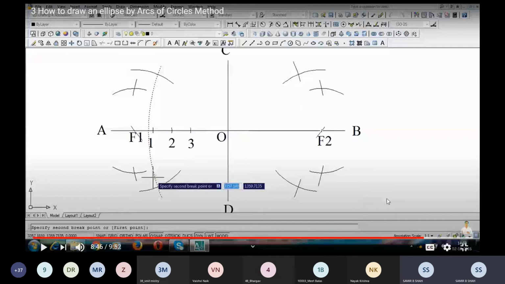Now, at the end of this, join all the points. You have to draw the ellipse, so it should be a smooth curve. If possible, draw with the French curve, or you may draw freehand, but it must pass through A, C, B, and D. It must be a smooth curve. Do not repeat the lines which you drew initially. You are finishing one line and then just draw the smooth curve.